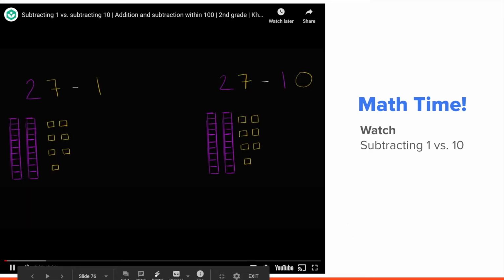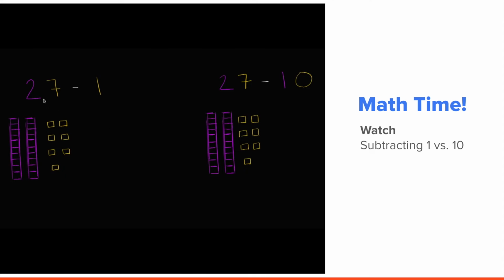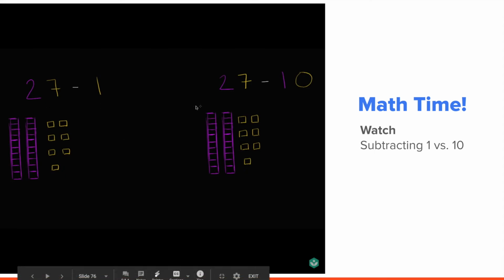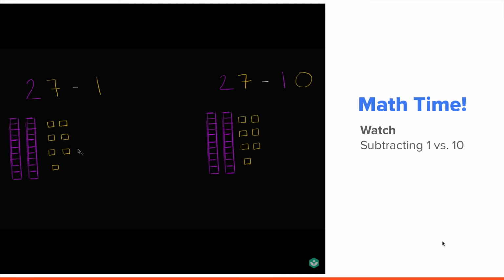What I want you to do is pause the video and think about what 27 minus 1 is, and then think about what 27 minus 10 is. All right, you might have found it pretty straightforward, but I want to think about it in terms of place value. So let's focus on 27. I have 2 in the tens place, so that 2 means 2 tens, and we see them here, 2 groups of 10. And then we have 7 in the ones place, and we see those 7 ones right over here. Now I'm going to subtract 1.